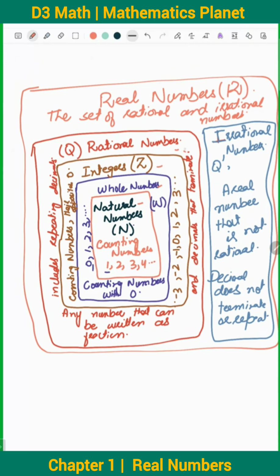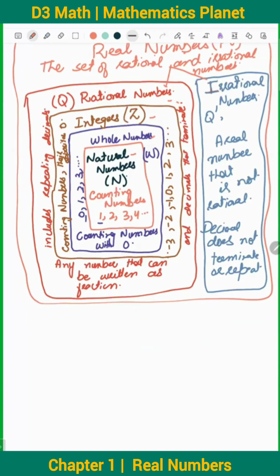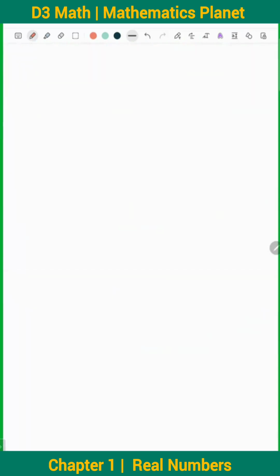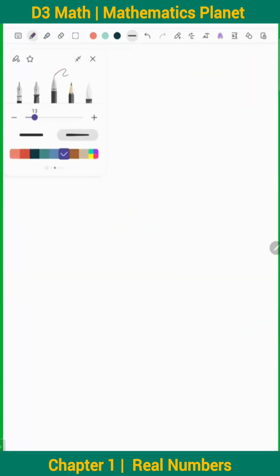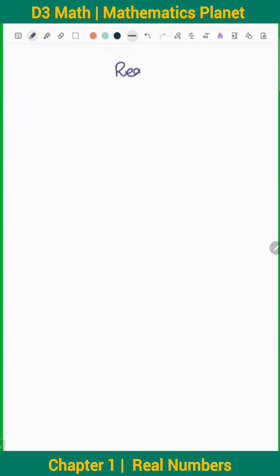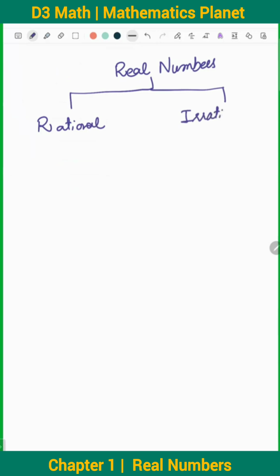So rationals and real numbers basically is the combination of two big sets of numbers, that is rational numbers and irrational numbers. And all other sets of numbers come in the real numbers. So we can write that real numbers is a big set of numbers that contains rational and irrational. Real numbers set is a big set of numbers that contains rational numbers and irrational numbers.